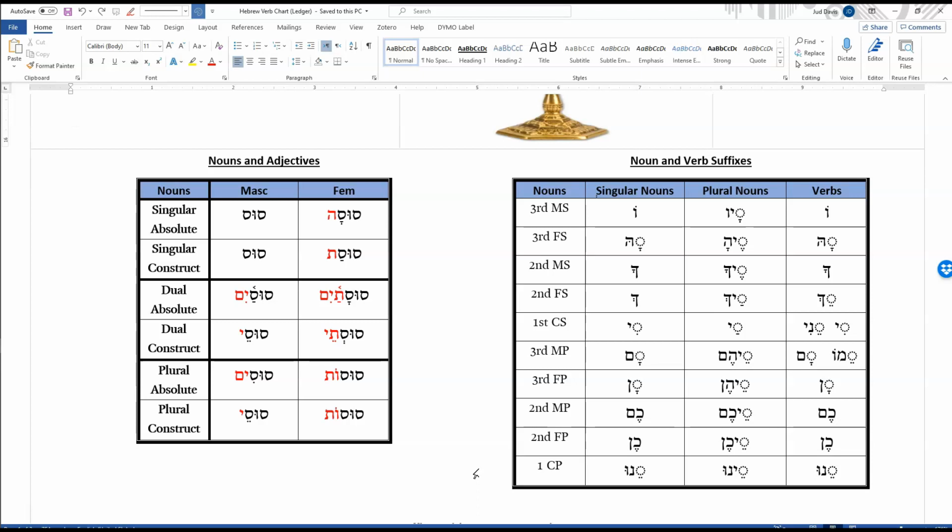Susek is your horse if you're a woman. Susi is my horse. And Susam is their horse. Susan is their horse if they are women. Susakim is y'all plural's horse. Susakin is y'all plural horse if you are women. Susenu is our horse. So we have to memorize this chart like the back of our hand.